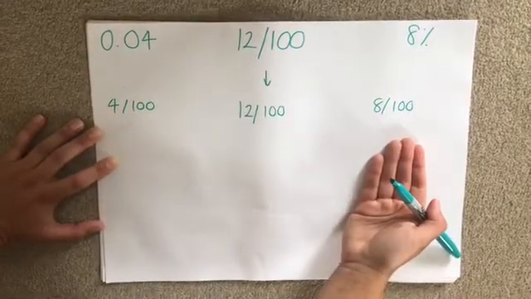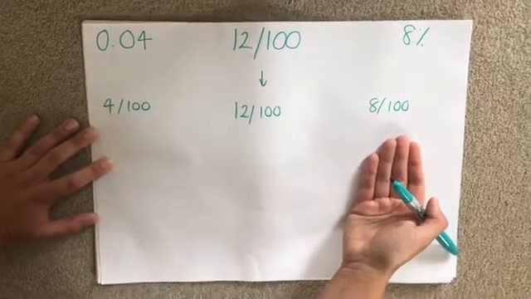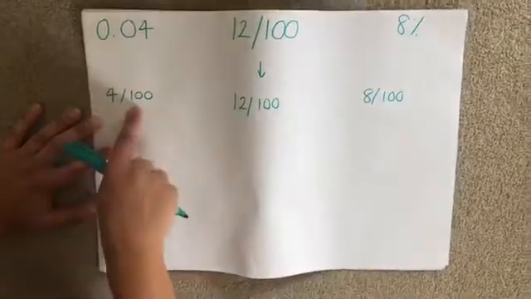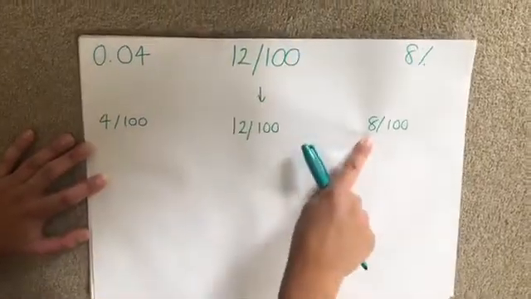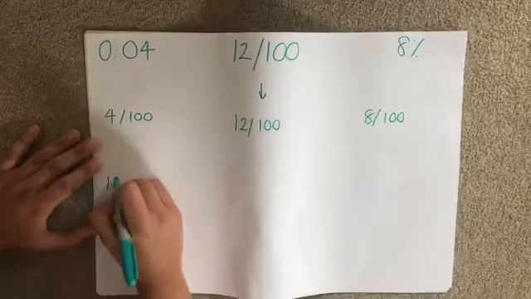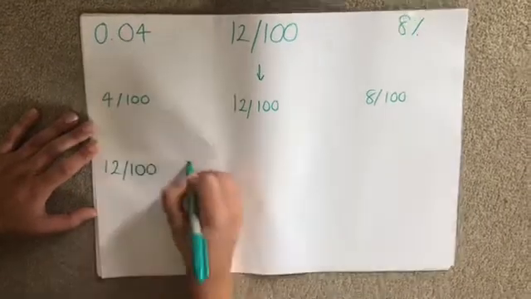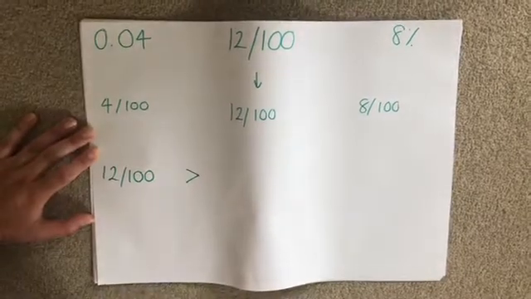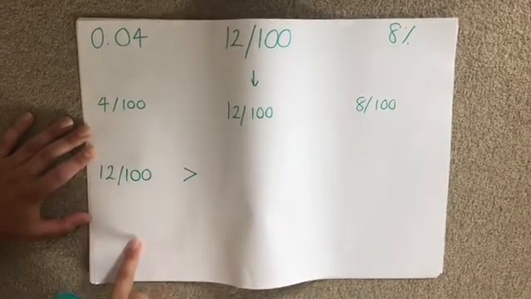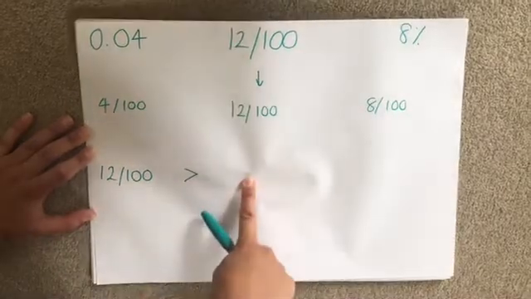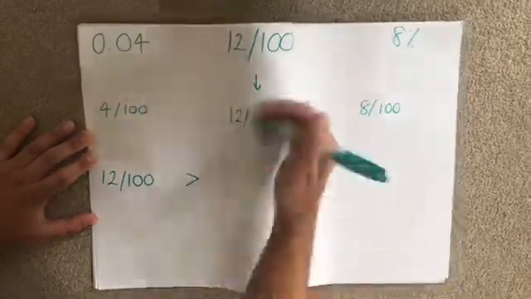This time I'm going to order them in descending order. So I'm going to start with the largest fraction. So we're comparing 4 hundredths, 12 hundredths, and 8 hundredths. Now I know that 12 is the largest there, so I'm going to start with that. 12 hundredths. And you can see that my symbol has changed side now. So we're saying that 12 hundredths is greater than whatever my next number is going to be here. So we've done this one.